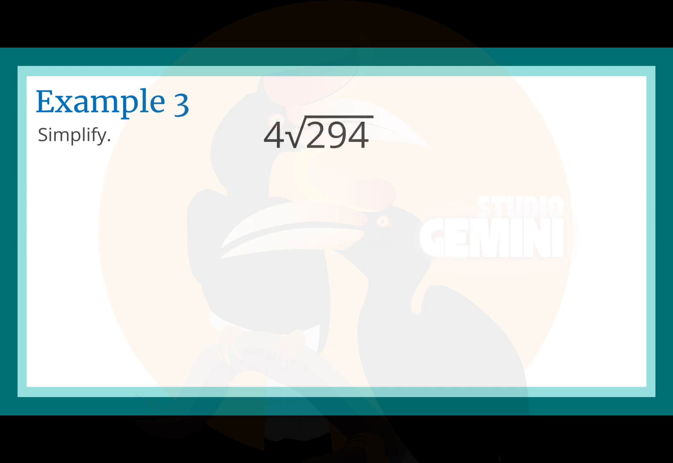Awesome! One more example. We want to simplify 4 root 294. Let's break the number under the radical into its prime factorization. Since 294 is a large number, let's break it down piece by piece. I know 294 is equal to 147 times 2, and I know 147 is equal to 49 times 3. Then 49 is equal to 7 times 7. Since 7, 3, and 2 are all prime, 7 times 7 times 3 times 2 is the prime factorization of 294.